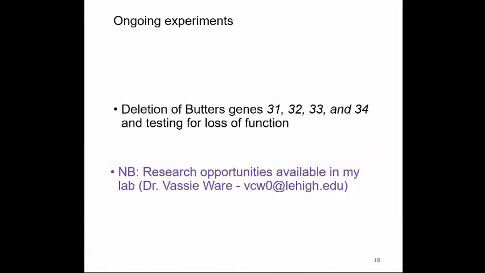So, of course, the work is not done yet. We want to continue with deletion analysis. We want to delete gene 31, delete gene 32, 33, and 34, and ask the same question. What happens if they are not present? Do they affect defense against either of the phages that I was speaking about?